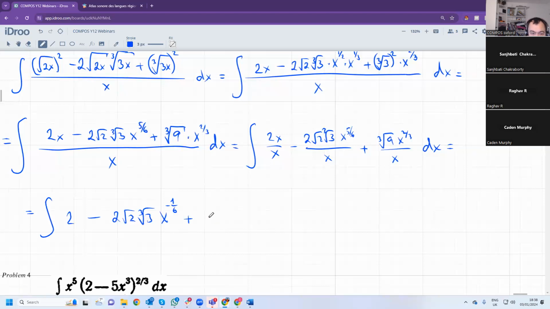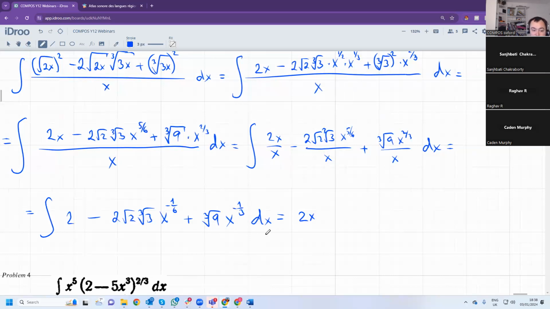And this one plus cube root of 9. And then it's going to be x to the power minus 1/3, because that's what it is. X to the power 2/3 divided by x is x to the power minus 1/3 dx. And now you can finally integrate. The integral of 2 is 2x.